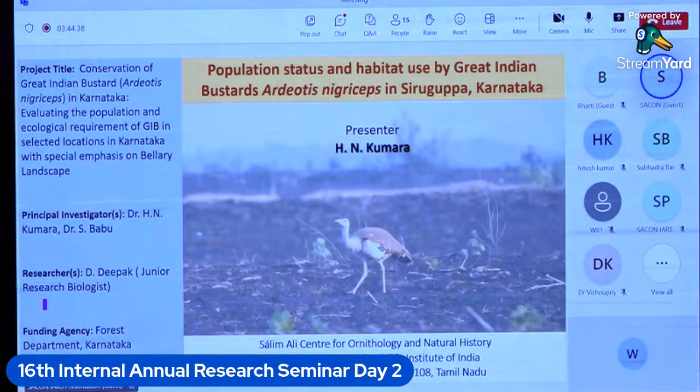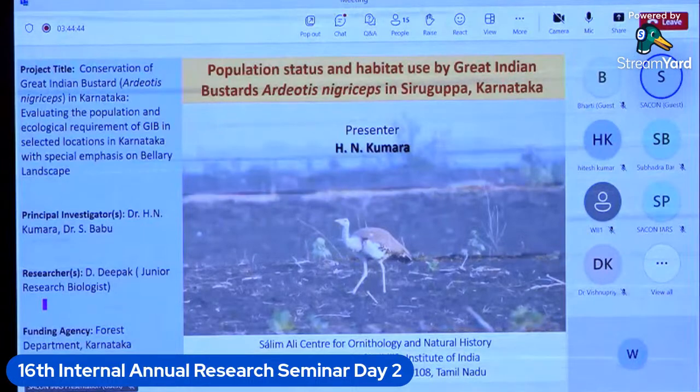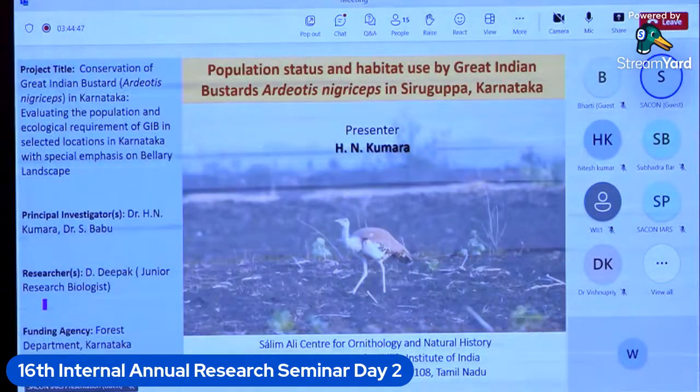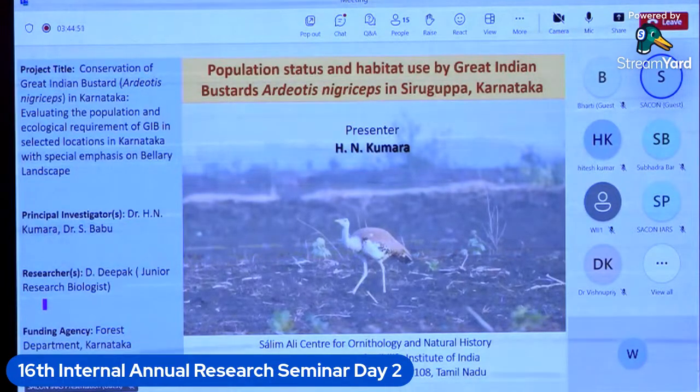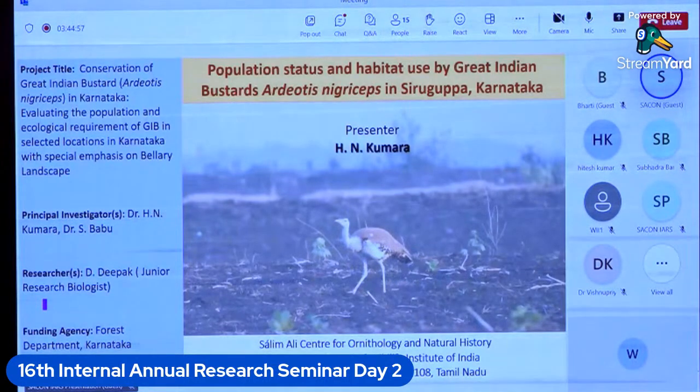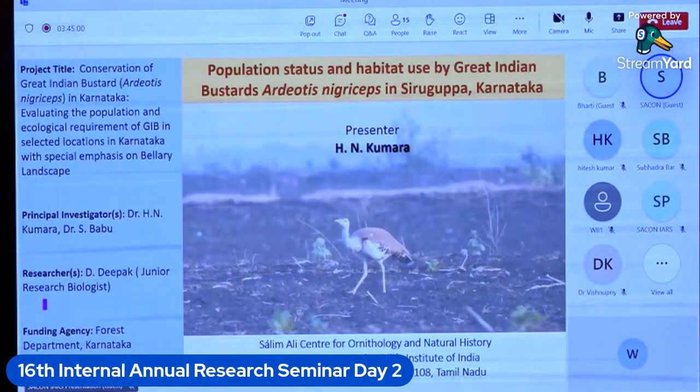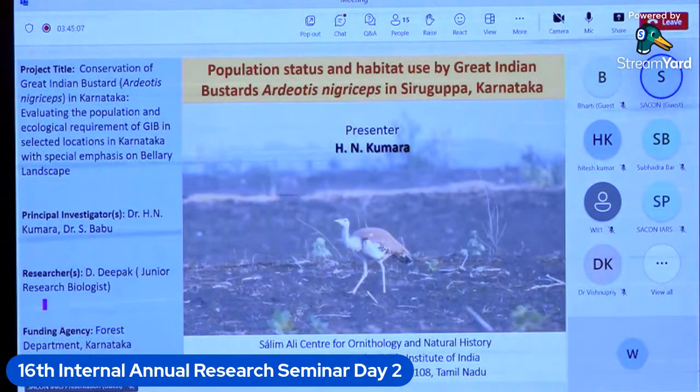Good afternoon. Thank you for giving this opportunity to share our findings. This was a 2-year project with a major focus on the conservation of the Great Indian Bustard in Karnataka, on the population and ecological requirements of GIB in selected locations in Karnataka, with special emphasis on the Ballari landscape. The investigators are myself and the researcher. This was funded by the Karnataka Forest Department. And today, I share the population status and habitat use of bustards in Sirguppa, Karnataka.